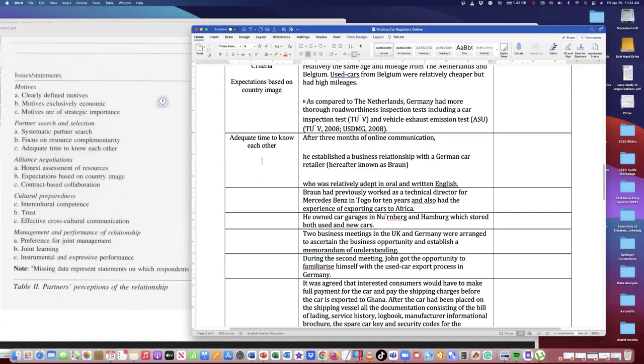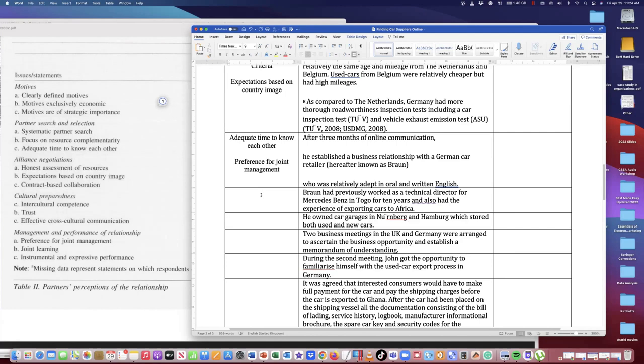Okay. He established a business relation with a German. Preference for joint management. Is this the model? The model we have chosen is the right model. It's giving us everything. Okay. Brown had previously effective cross-cultural communication.